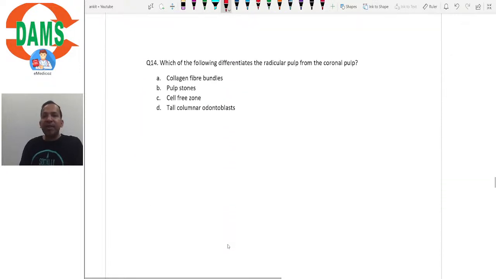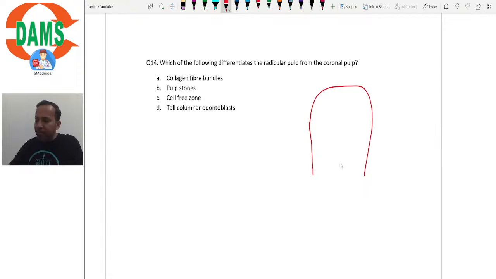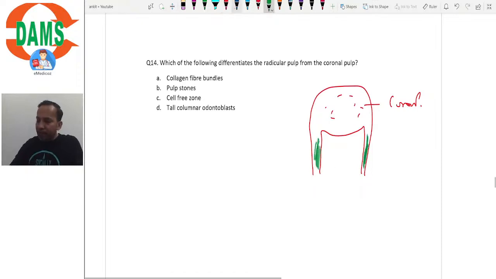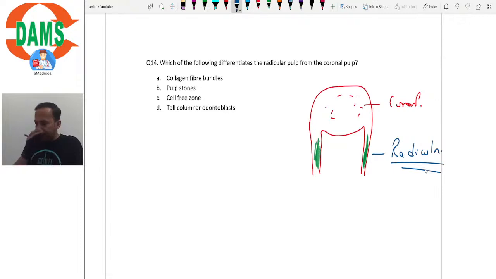Which of the following differentiates the radicular pulp from the coronal pulp? तो ये हमारे पास, let's say this is the pulp, right? This here is the coronal pulp and here we have radicular pulp, right? So what is the difference between coronal and radicular pulp? Options are collagen fiber bundles, pulp stones, cell-free zone, tall columnar odontoblasts. Right? So which of these will differentiate the radicular pulp from coronal pulp?